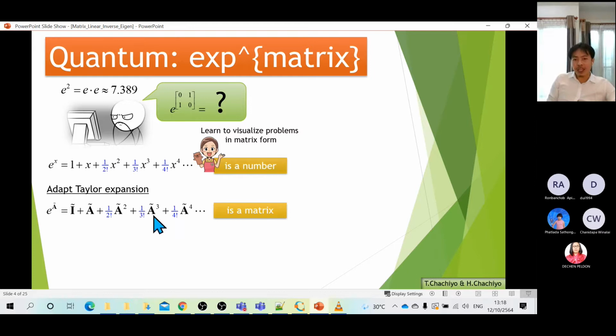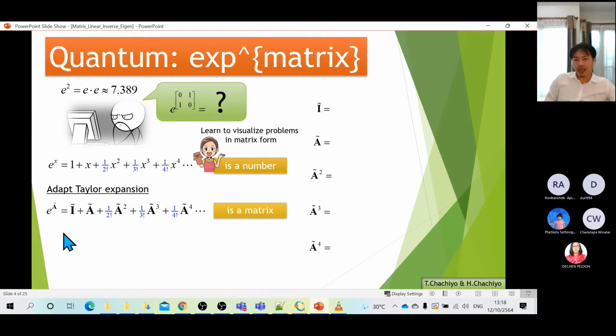What about this? A cubed. It means A times A times A, 3 times. What about A to the 4th? It's A times A times A times A, 4 times. So we just keep the same coefficient, like this one is 1 over 2 factorial, same coefficients. But now we have a matrix instead. So let's try to do this adaptation of Taylor expansion, but in this case in the form of matrix multiplication instead.